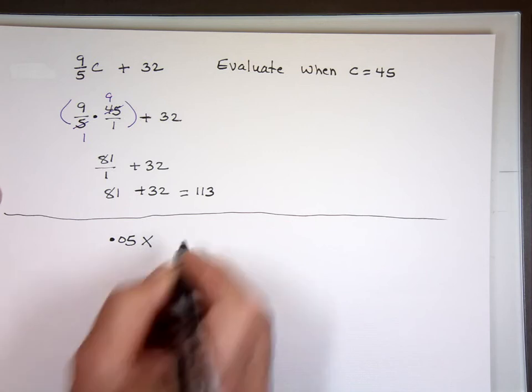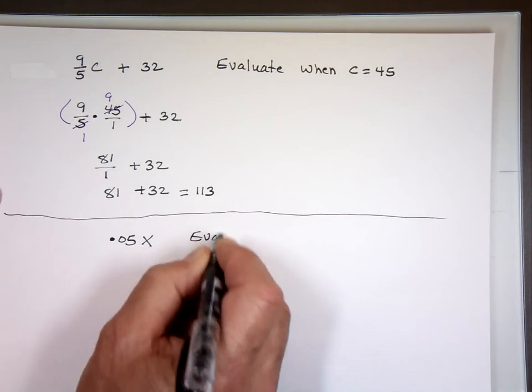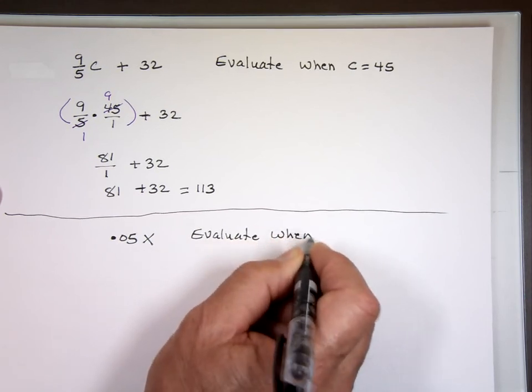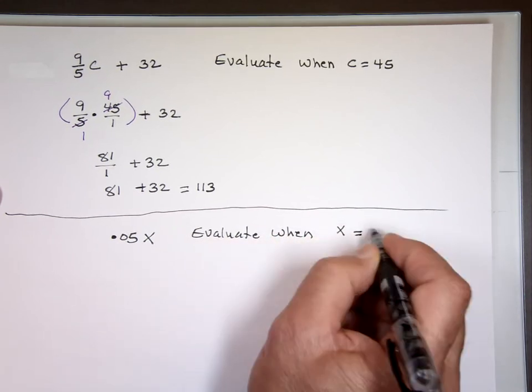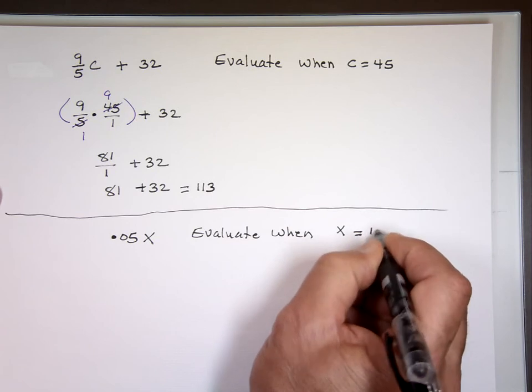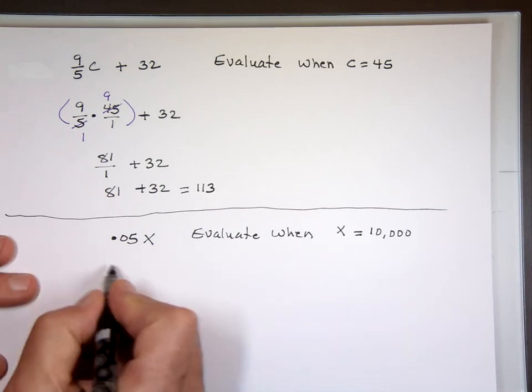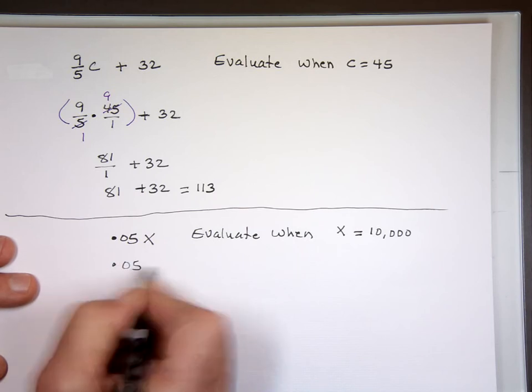So evaluate this when x equals what? 10,000. So you have 10,000 bucks. You want to deposit that. If you leave that money in the bank for 1 year at a simple interest of 5%, which none of you will get today. You won't even get 1% today from the bank. After 1 year, if you go to take the money out, what do you have? You have 0.05 times 10,000.